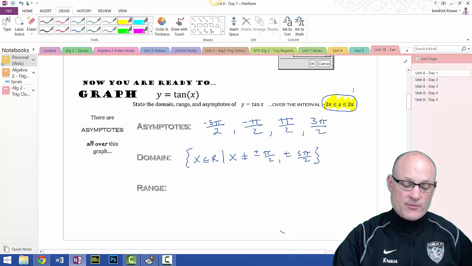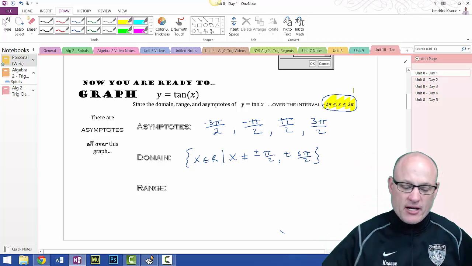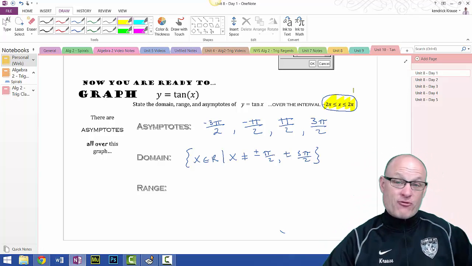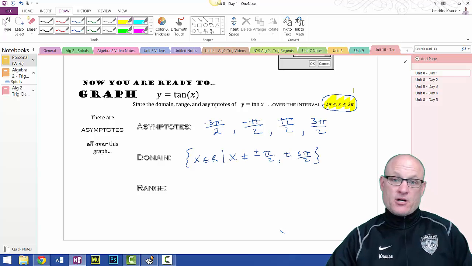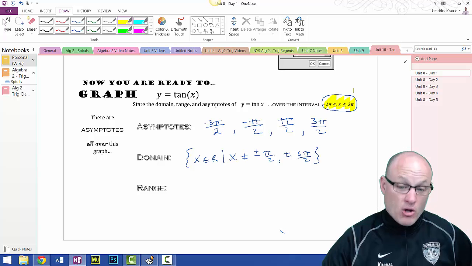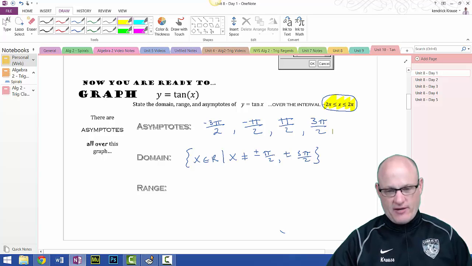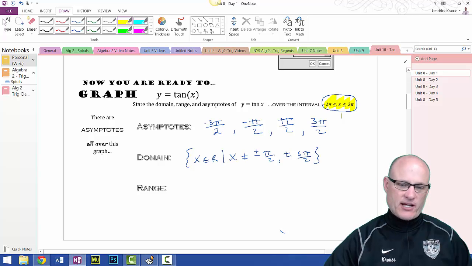If you were to describe the domain of the tangent curve, you'd have to say every multiple of pi over 2 does not work. No, not every multiple, every odd multiple of pi over 2: 1 pi over 2, 3 pi over 2, 5 pi over 2, 7 pi over 2, all of the odd multiples of pi over 2. It's kind of weird.